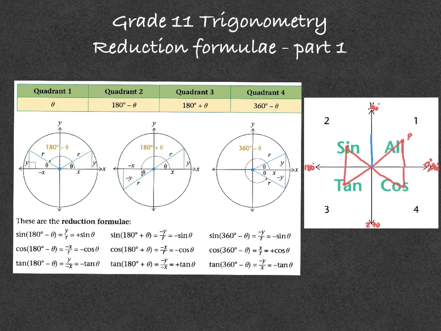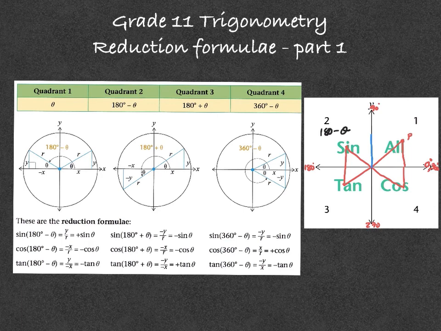Okay, so this is from your textbook, so full-on page plagiarism here. In the first quadrant, you just have theta, right? And you've got your x, y, and your r. Everyone is positive in the first quadrant. It's happy days. And then in the second quadrant, it will be 180 minus theta. That's another way to say you're, of course, in the second quadrant. It's 180 degrees minus theta.